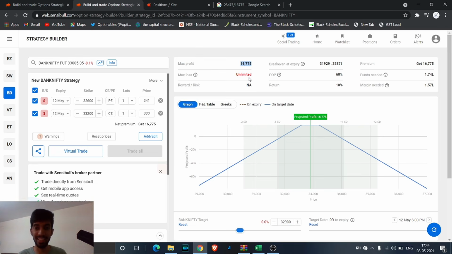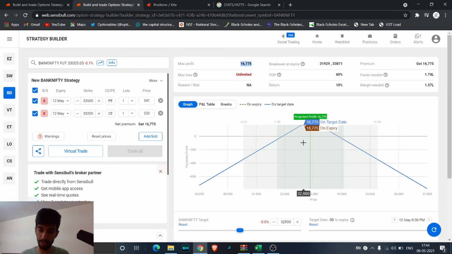For this reason, many people prefer strangle because they are not really bothered about higher profits. All they want is a calm trade. They don't want a violent trade where they get tensed, it goes down, comes up, goes down, comes up. So a calm trade is sometimes preferred by traders compared to a huge M2M swing. That's the reason they prefer strangle over straddle.